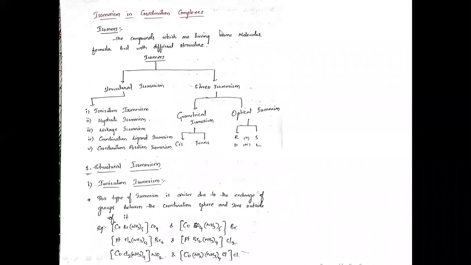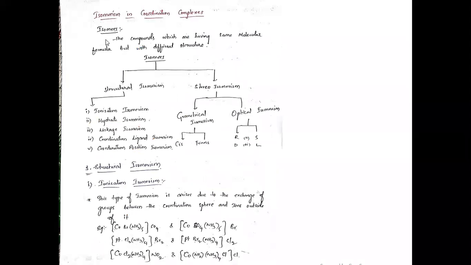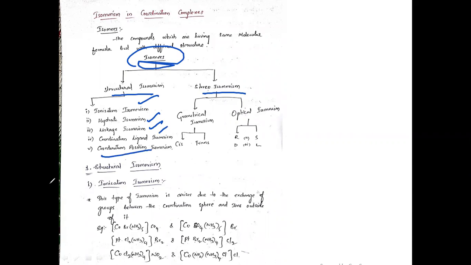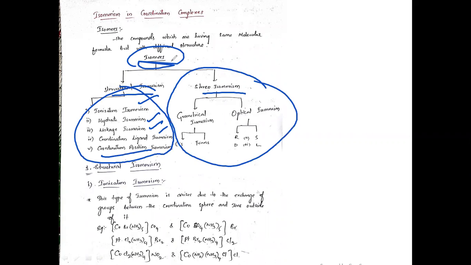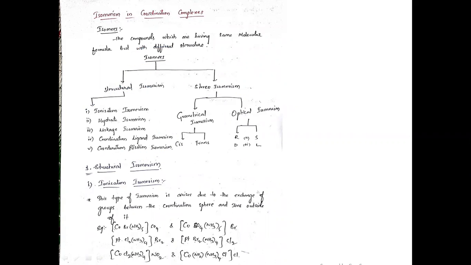So see here, structural isomers. Just now I told you that isomers are classified into two types: structural and stereoisomerism. The structural types are ionization isomerism, hydrate isomerism, linkage isomerism, coordination ligand isomerism, and coordination position isomerism. These are the five types you have to study in structural isomerism. The stereoisomerism I will tell you later. Now we will understand only the structural isomerism.